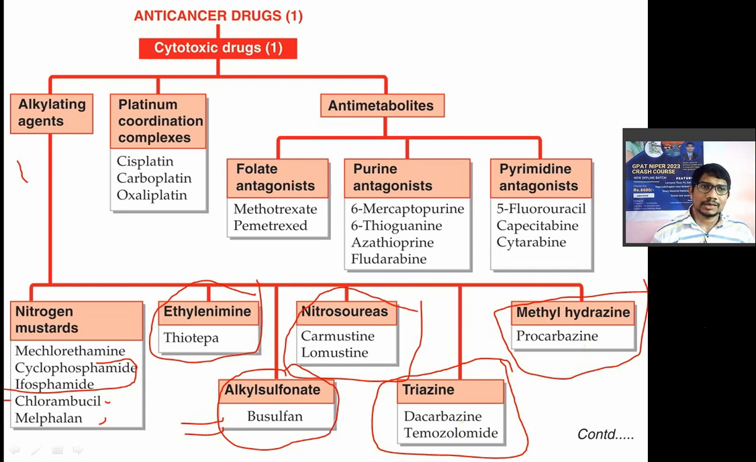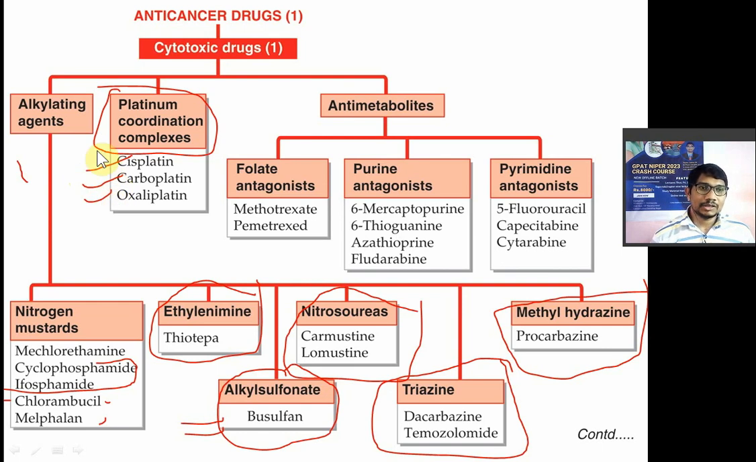Now in the cytotoxic drugs, the second class is the platinum compounds. In that you have cisplatin, carboplatin, and oxaliplatin. So all these are platinum compounds. They have the same mechanism of action as that of the alkylating agents. What will they do? Instead of alkylation, their platinum radical will bind to the DNA and cause dimerization of DNA.